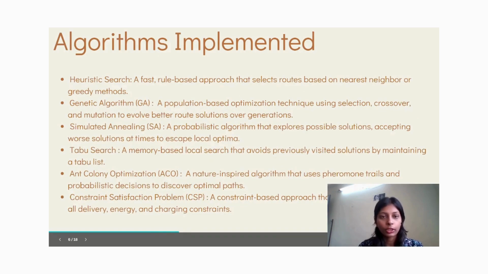So let's see what algorithms we implemented. To tackle this problem, we experimented with 6 different algorithms. First, heuristic search, a quick rule-based method. Genetic algorithm, an evolutionary optimization technique. Simulated annealing, which sometimes accepts worse solutions to avoid getting stuck in local optima. Tabu search, a memory-based local search that avoids previously visited paths. Ant colony optimization, inspired by real ant behavior using pheromone trails. And constraint satisfaction problem, that is CSP, perfect for handling strict constraints like battery levels and charging station limits. Each has its strengths and weaknesses. We will see later in the results.